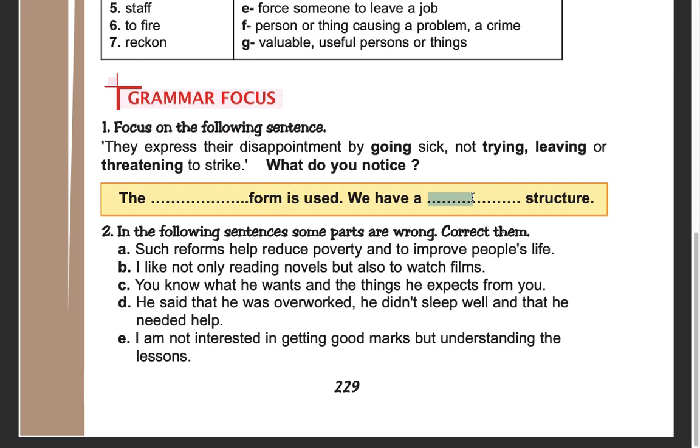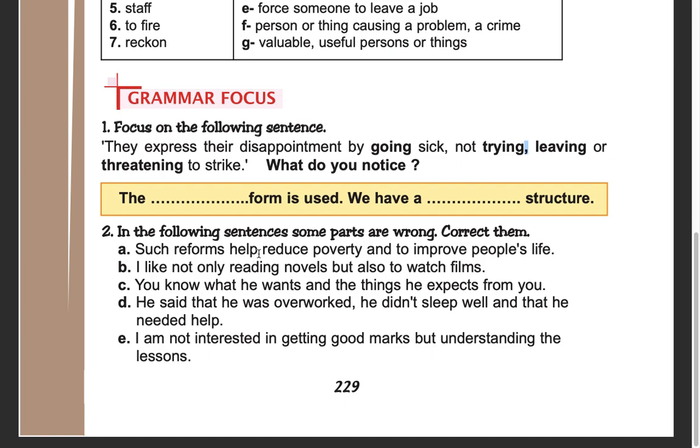Parallel, P-A-R-A-L-L-E-L, a parallel structure. So the same form, you can correct that in your books too. Here we have the word "same": the same form is used, so we have a parallel structure. In the following sentences, some parts are wrong, correct them. Whenever you have a parallel structure, just repeat the same structure, whatever it is. And if you have many of them, just add commas in between. And before the last one, just add "and" or "or", depending on the sentence.